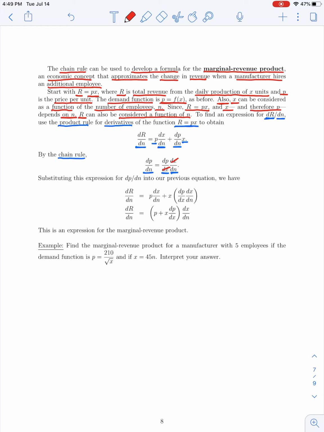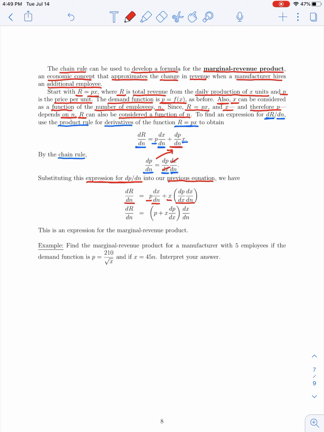So now, taking the expression which we just found for the derivative of p with respect to the number of employees and substituting it into the expression that we already found in our previous equation, we have the derivative of r with respect to n, the number of employees, is p times the derivative of x with respect to n, plus the value of x times the derivative of p with respect to n, which we just found as the derivative of p with respect to x times the derivative of x with respect to n.